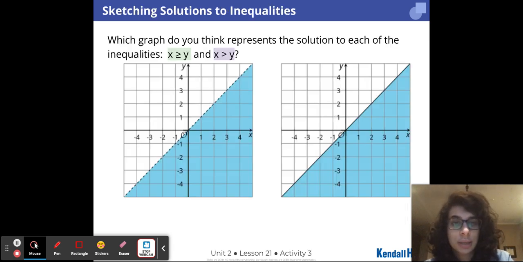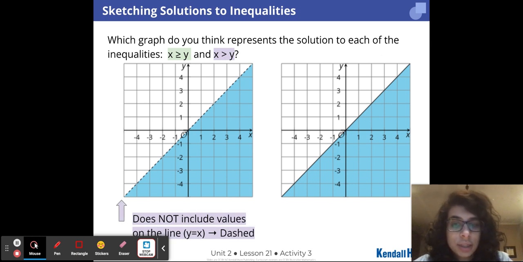And so we're going to take a step further and talk about how to represent it. Just as we had open and closed circles in our one variable inequalities, in this case we have dashed and solid lines. So I want you to take a moment. Which graph do you think represents solutions to each of the inequalities: x is greater than or equal to y, and x is greater than y?